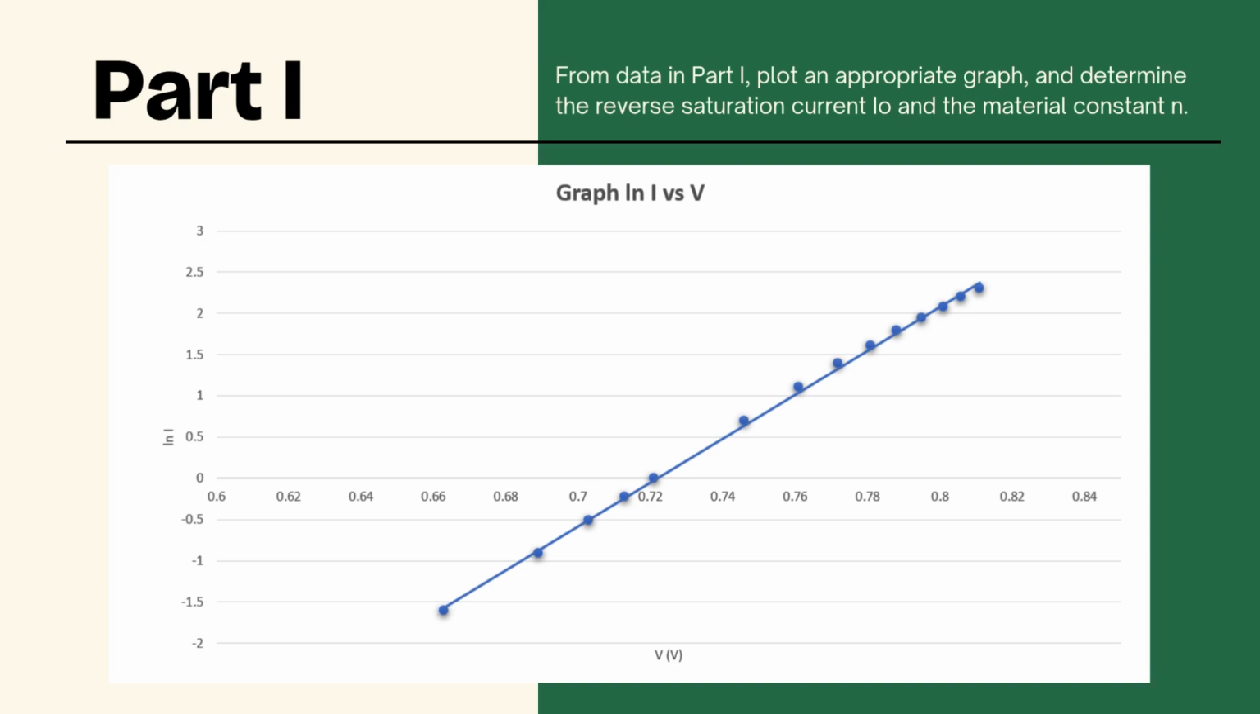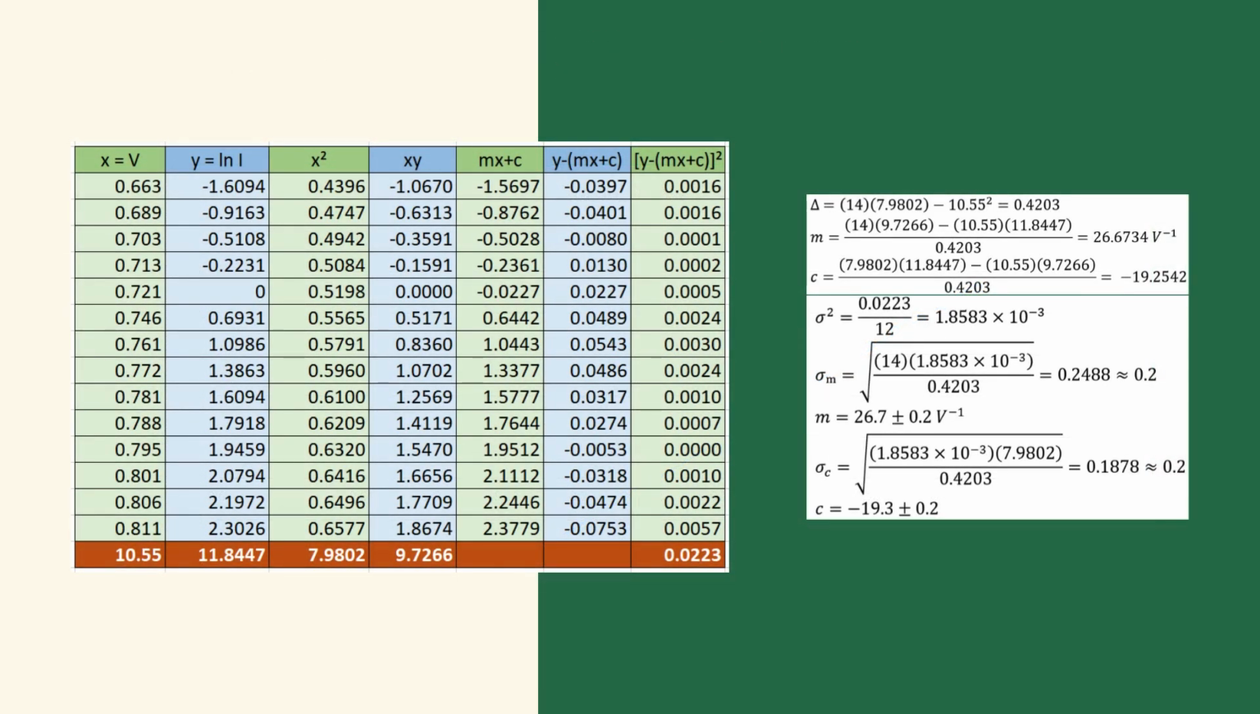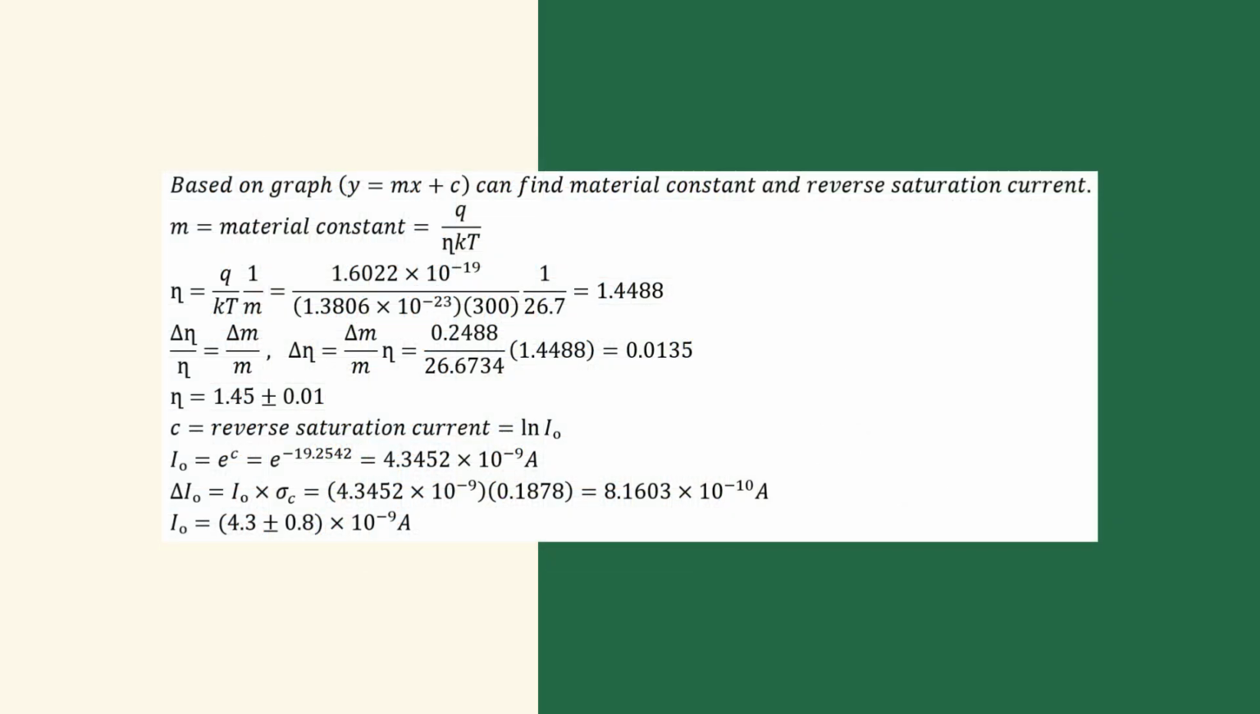As shown in the slide, I already plotted the graph ln I versus V. This slide shows the LSM table that I calculated to find the M and C values with their uncertainty for this graph. From the M and C values, we can find the material constant and reverse saturation current with their uncertainty.